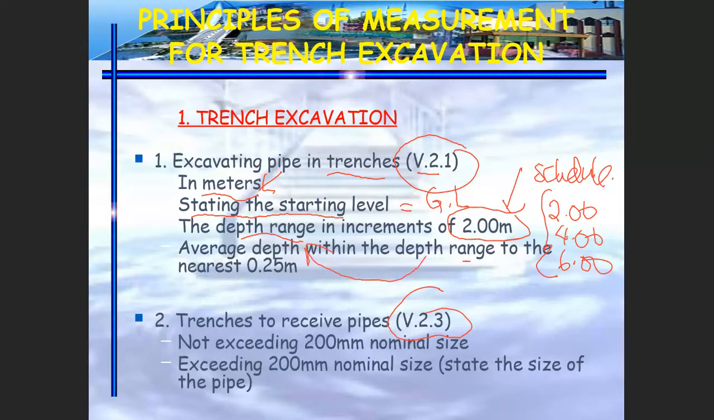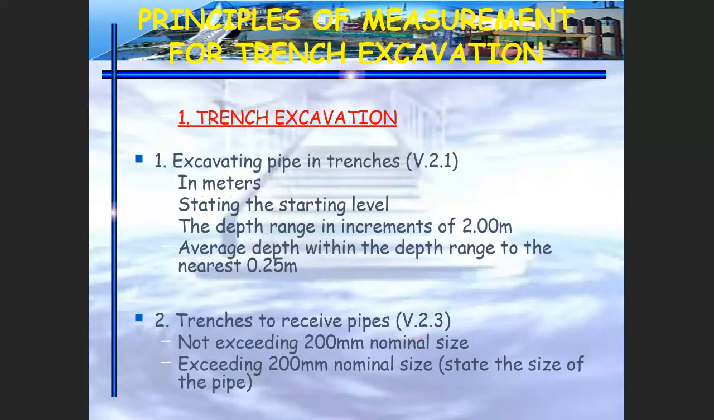Okay, so there are three pieces of information that must be stated for the last part. Look at this. Number one, the average depth. You have to prepare the average depth. The average depth must be counted, and then after that you have to prepare the depth range by referring to the average depth. And after that, in order to write down the depth range, you have to refer to the nearest 0.25.